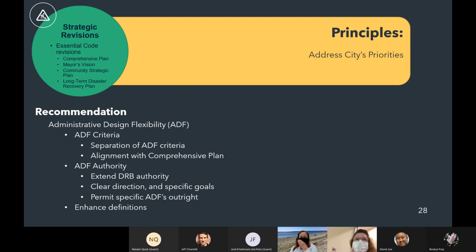Next is administrative design flexibility. So updating the criteria, providing clarity, more alignment with the comprehensive plan, identifying when the authority should be extended to the DRB or when it should be extended to another decision maker, providing more alignment in decision authority with the underlying permit types, and clarifying the direction, and then also enhancing and including additional definitions where there was a lack of clarity before.